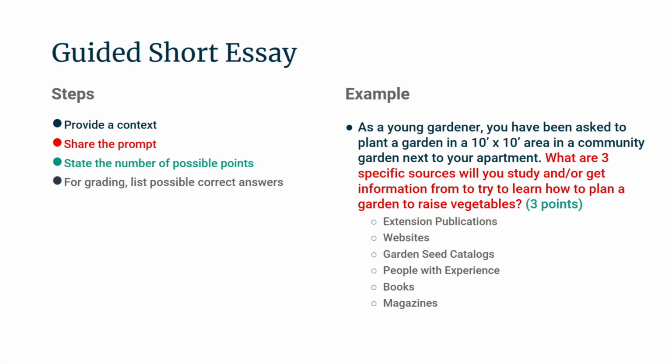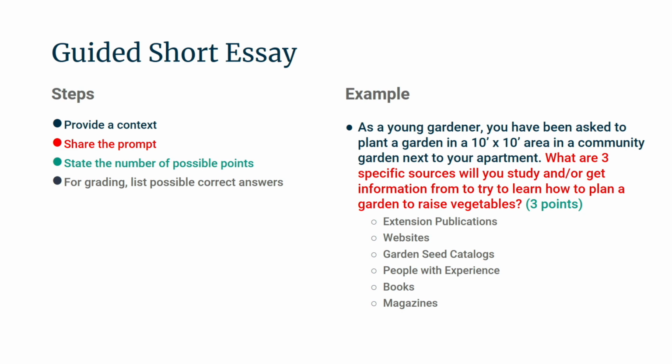Now let's take a look at another type of objective-based evidence, and this assessment tool is called the guided short essay. The steps you would take as an educator would be to provide a context, and the example on the right-hand side is listed there as a gardener. You've been asked to plant a garden in a 10 by 10 foot area in a community garden next to your apartment.